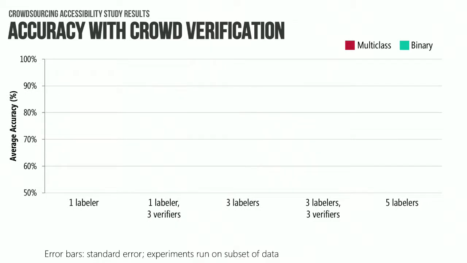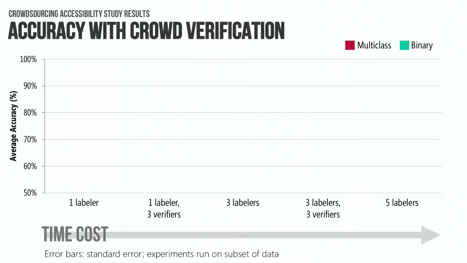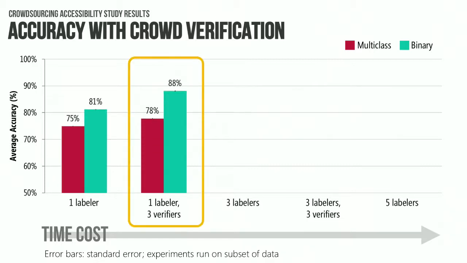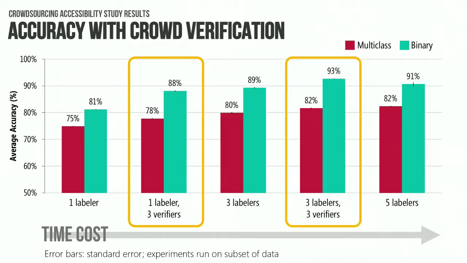OK, so we also evaluated this verification. What effect does that verification interface have? On the x-axis, I have time cost, so it gets more expensive as you move to your right. With 1 labeler and 3 verifiers, we get a significant improvement over 1 labeler. And 3 labelers and 3 verifiers outperforms 5 labelers. But of course, this is expensive.